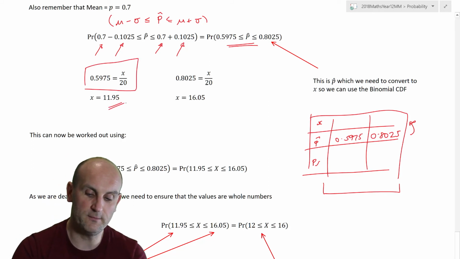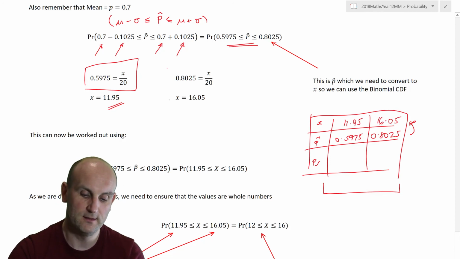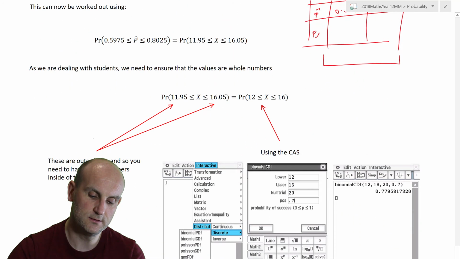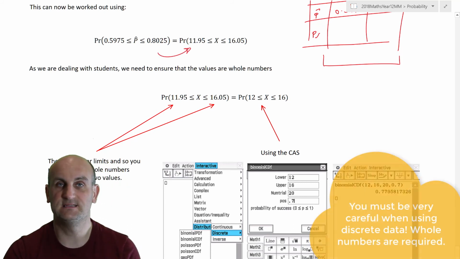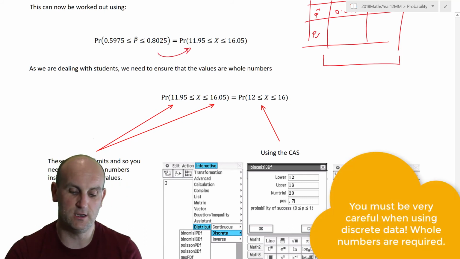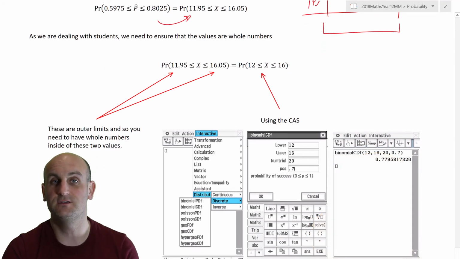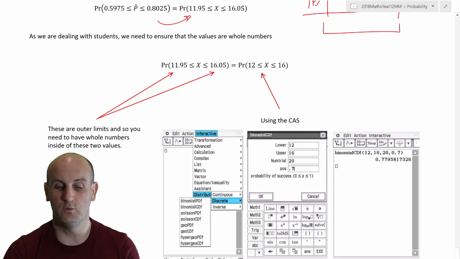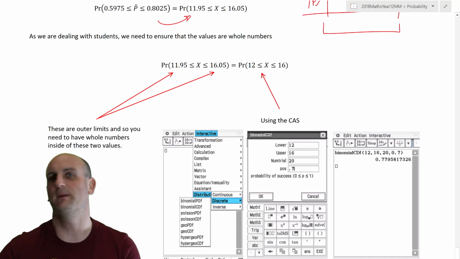And that tells me that my x value for that would be 11.95, and my x value for this would be 16.05. Just using that formula there. But we have an issue. Because although that makes sense and we've done the basic calculation, because we are dealing with the number of students, we cannot have 11.95 students. We can't have 16.05 students. There's pretty much not a student walking around with just 0.05 of themselves. What would that be? A hand, an arm, slopping along the floor?